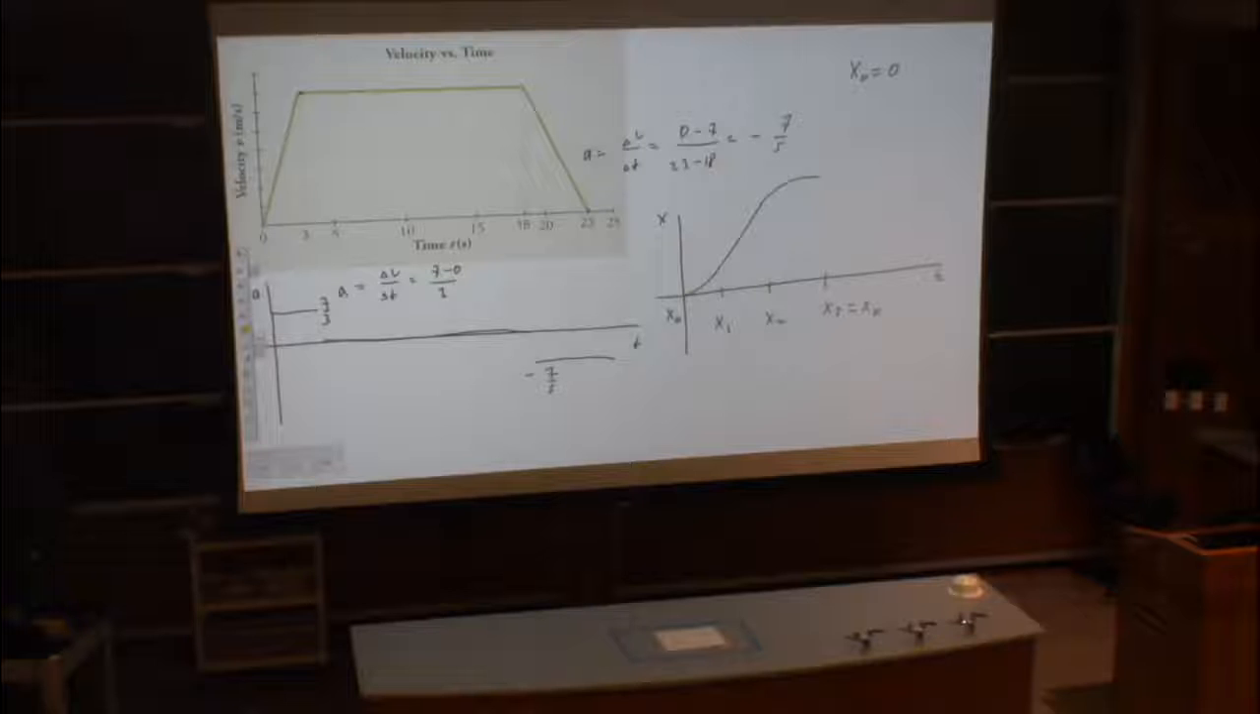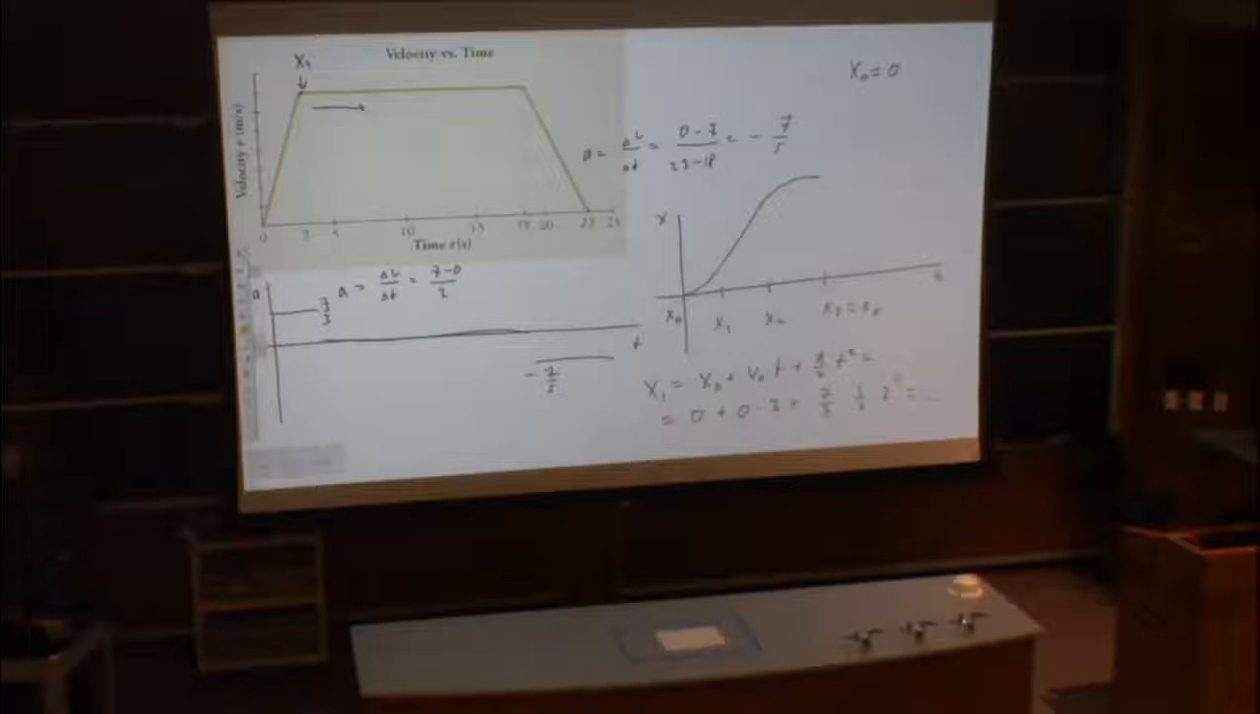So the easiest way is using the motion equation. I'm just going to do it once. X1 equals X initial plus V initial times time plus acceleration over 2 times time squared, which is 0 plus 0 times 3 seconds plus 7 thirds times 1 half times 3 squared, whatever it is, that's the number. Now, this number, X1, becomes the initial coordinate for the next part of the motion.